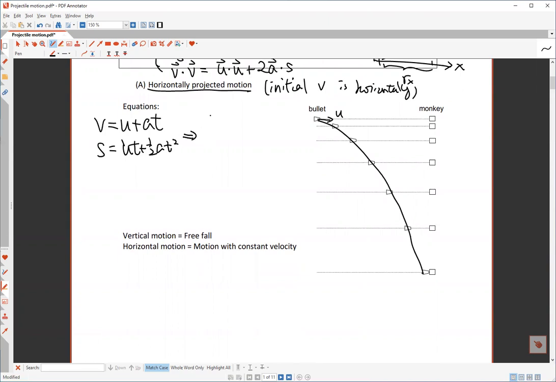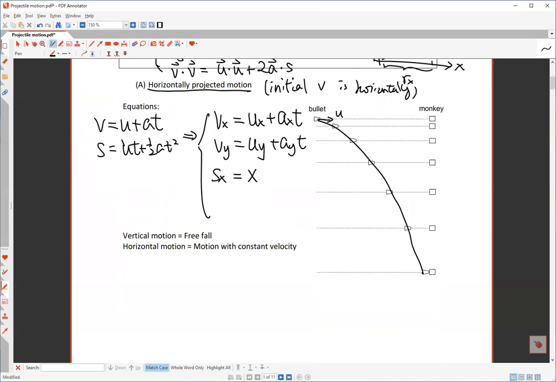But we know that there are two directions. One is horizontal, one is vertical. So we separate these two equations into two directions. That's what I mean by the motion in the horizontal and vertical being independent of each other. It's very simple: I just write down the subscript for each vector.